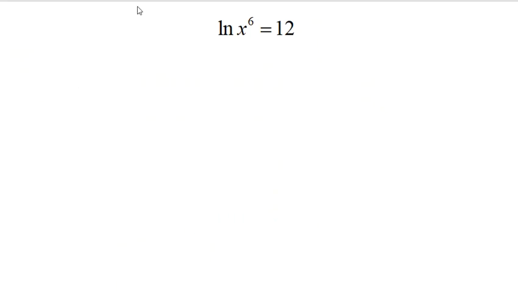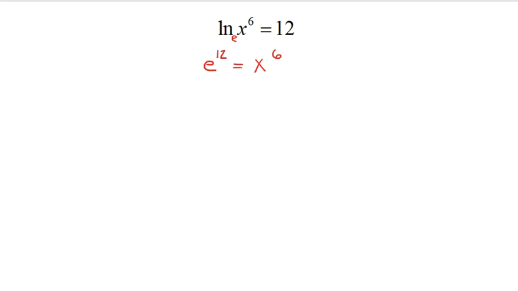All right. Once again, I could just jump and use the definition, right? So let's see here. So this is e to the 12 equals x to the 6th. Okay, that makes sense. Remember the base of a natural log is e, so I'm just following the definition. E to the 12, logs equal the exponent, equals x to the 6th.